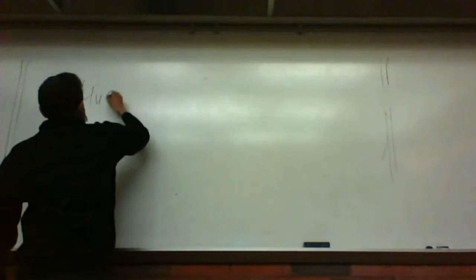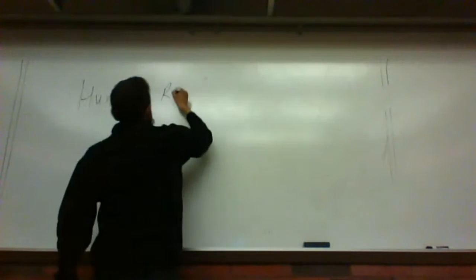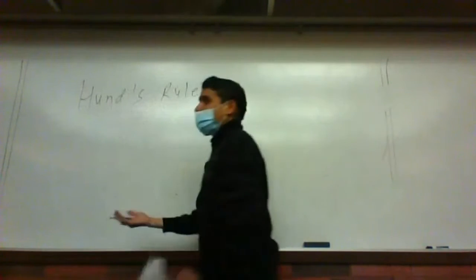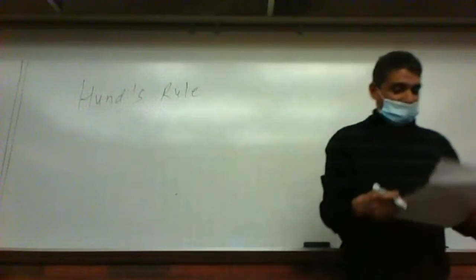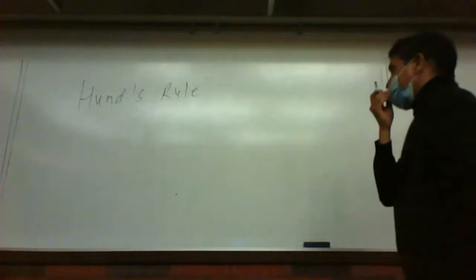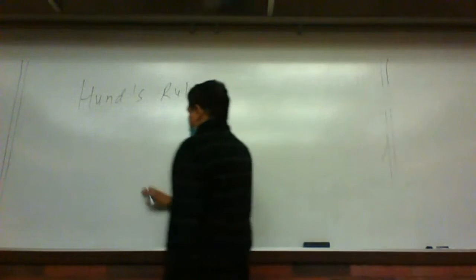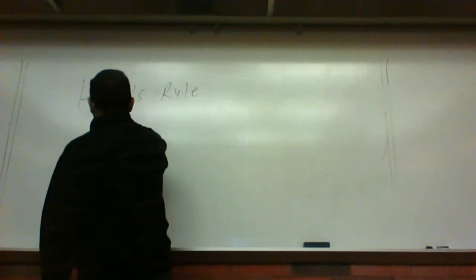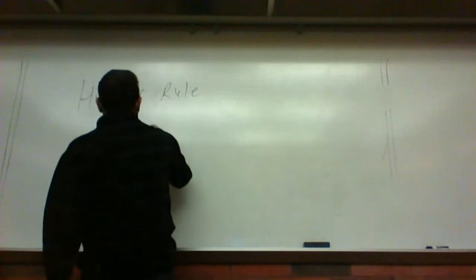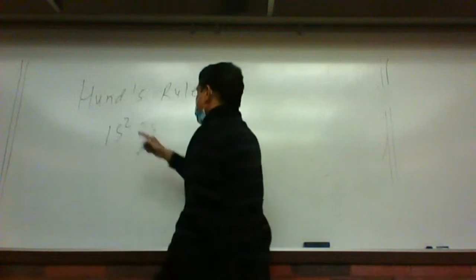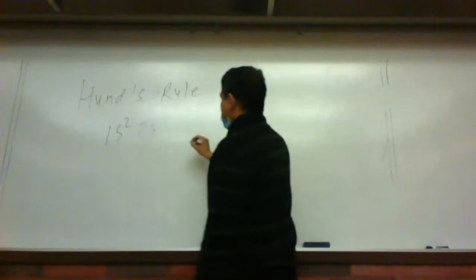Hund's rule. H-U-N-D, Hund's rule. I think this is the name of a guy, maybe the last name of the person. So this is called Hund's rule. Let's say I have something like this, 1s2, 2s, 1s2. So how does this look if I make a sheet?